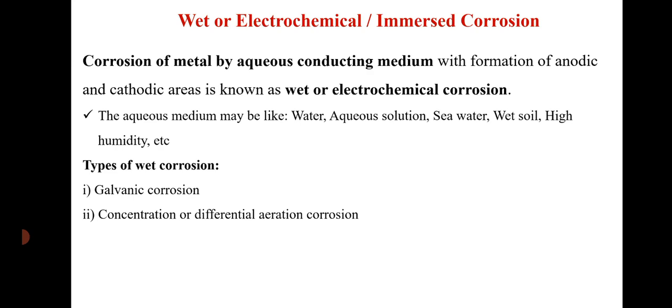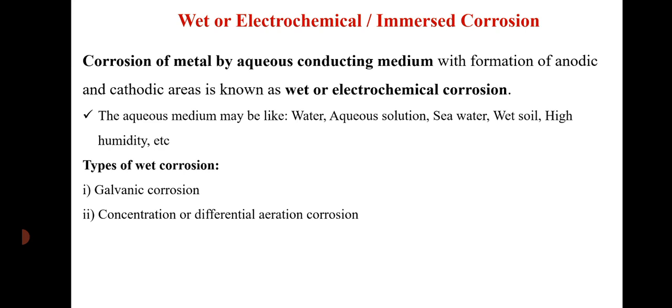So, wet corrosion is known as electrochemical corrosion or immersed corrosion. It is defined as corrosion of a metal in the presence of an aqueous conducting medium, with the formation of anodic and cathodic areas on the metal surface. The aqueous medium is particularly water, aqueous solutions, seawater, wet soils, and high humidity atmospheres. So, in wet corrosion, corrosion occurs due to electrochemical cell formation.